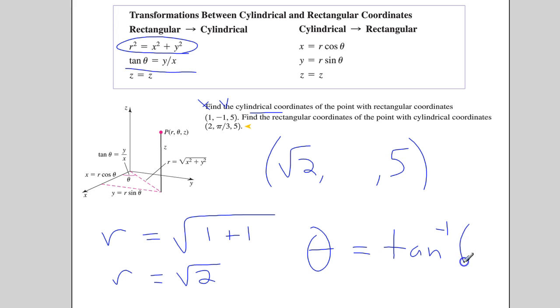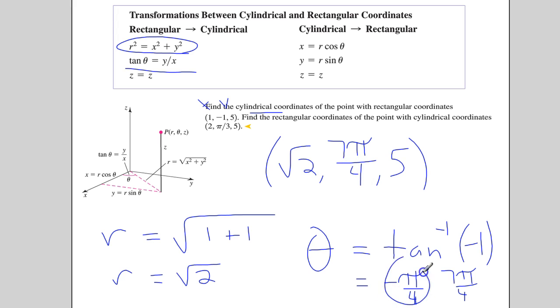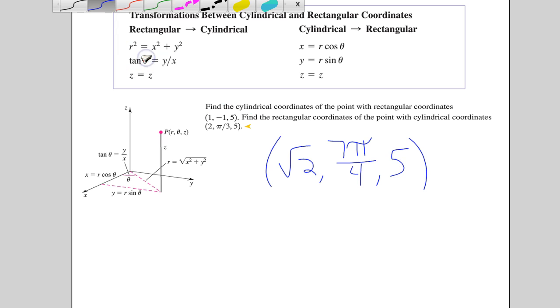So that would be negative 1 over 1, which is negative 1. Our tangent is negative 1, and the arctangent is going to tell us that it's negative 45 degrees or negative pi over 4. Typically they'll ask you for a positive angle, so you can also say that it's positive 7 pi over 4. Either way, just add 2 pi. I would not have any problem if you used negative pi over 4 in that position. It's perfectly fine.